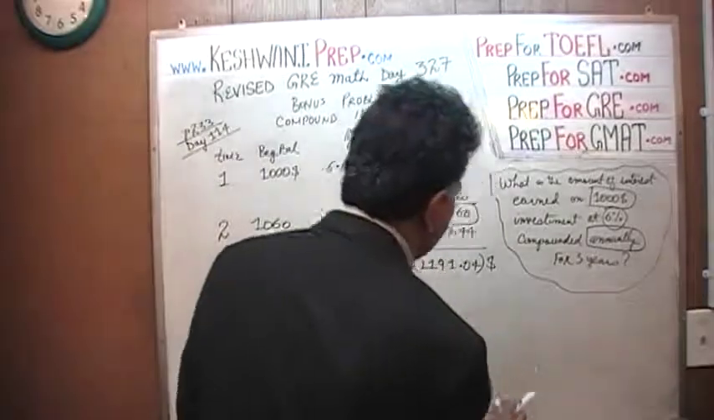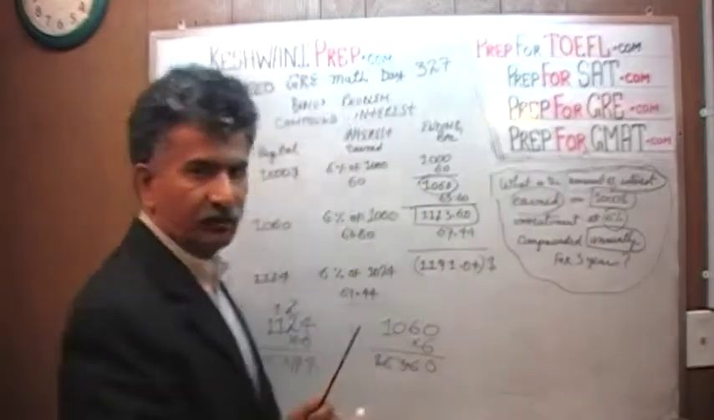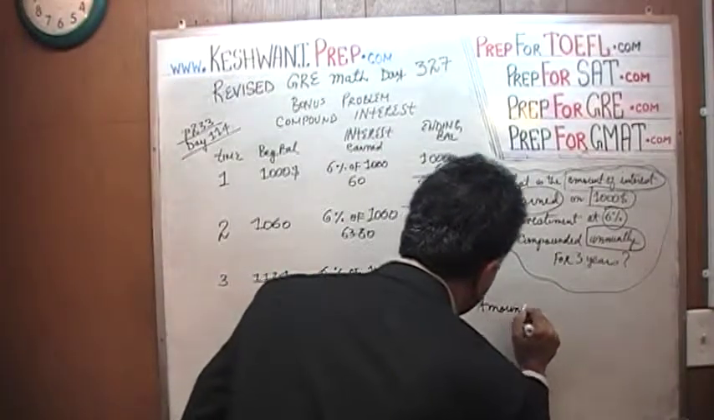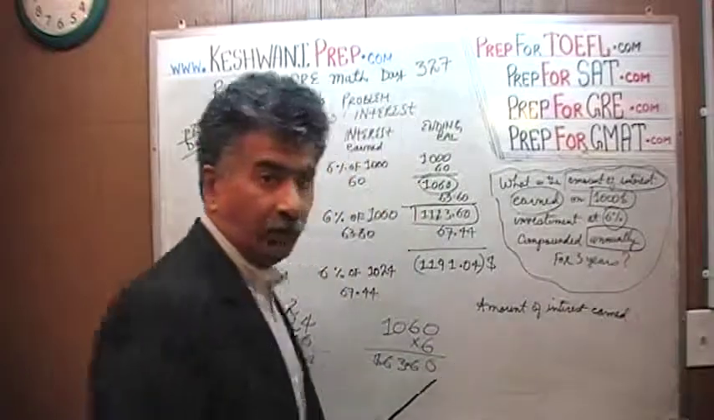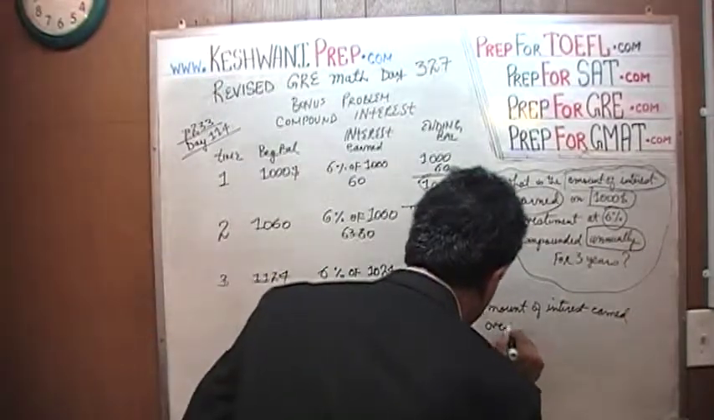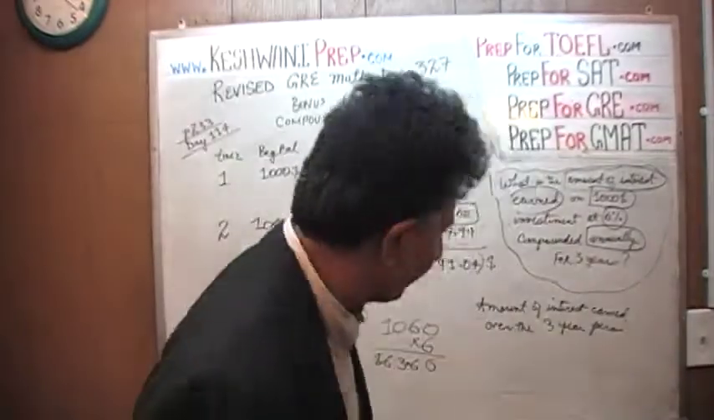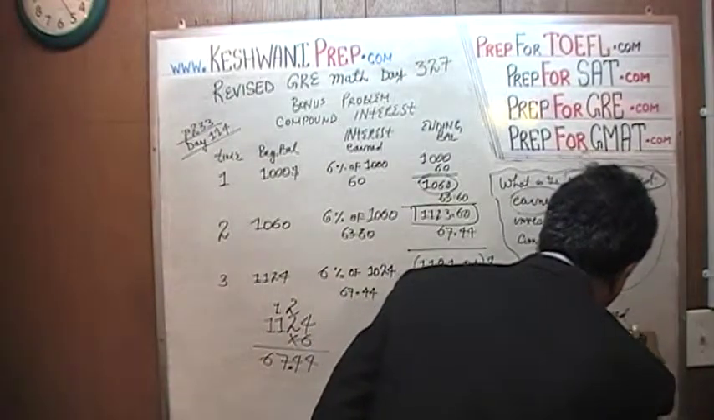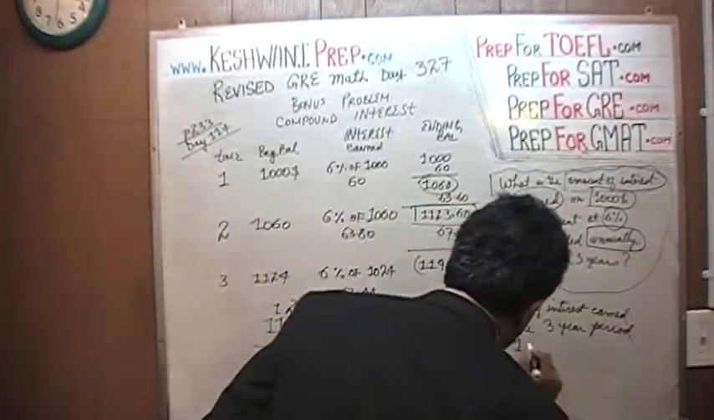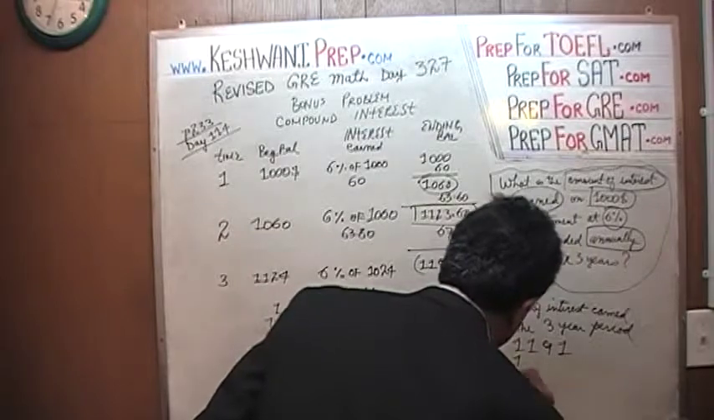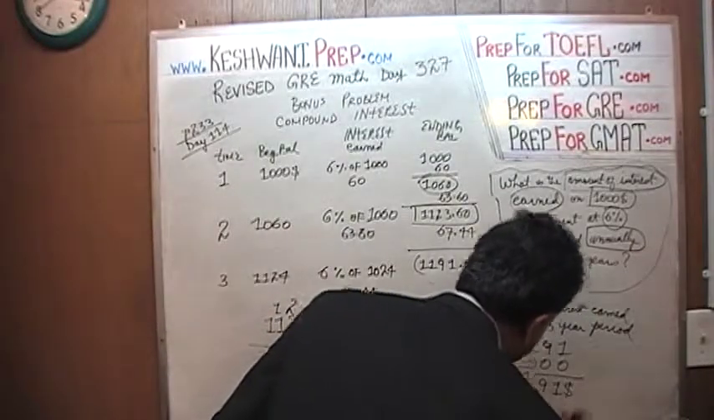So the question was asking, what is the amount of interest we earn? The amount of interest earned over the 3-year period is simply the amount of money that we have in the account at the end, which is 1,191, minus the amount that we invested to begin with. So we earn $191 in interest.